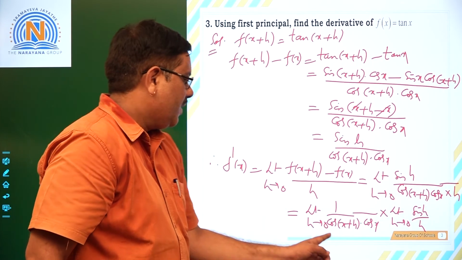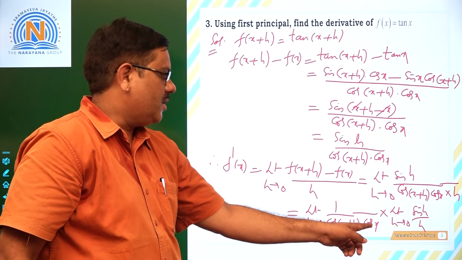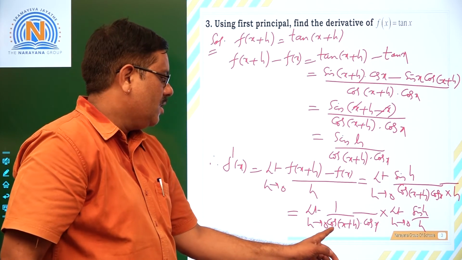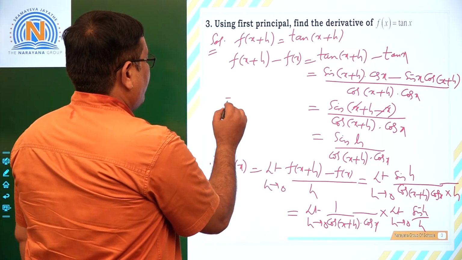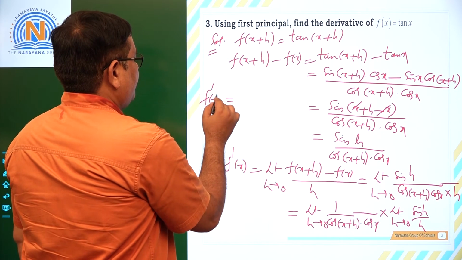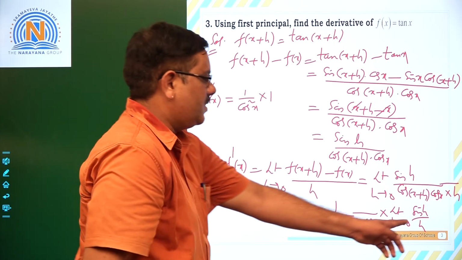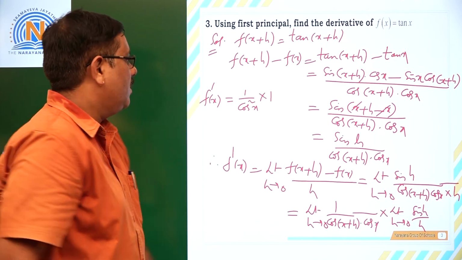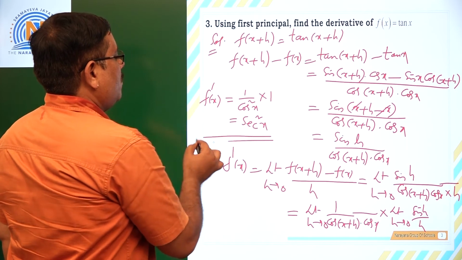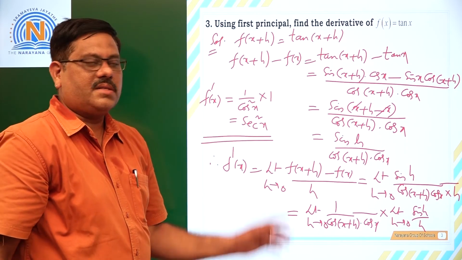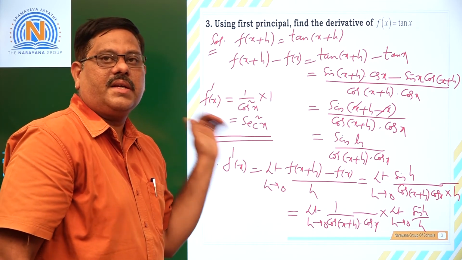Its value is 1. And if you put h as 0 here, cos(x+0) is cos x, into cos x. There is no h, simply you can write it as cos x into cos x, which is cos square x. So the result we are going to have as f dash of x is 1 by cos square x into 1, because the standard trigonometric limit's value is 1. So 1 by cos square x is nothing but secant square x for us. So the derivative of f(x) = tan x is f dash of x equal to secant square x. So the derivative of tan x is secant square x.